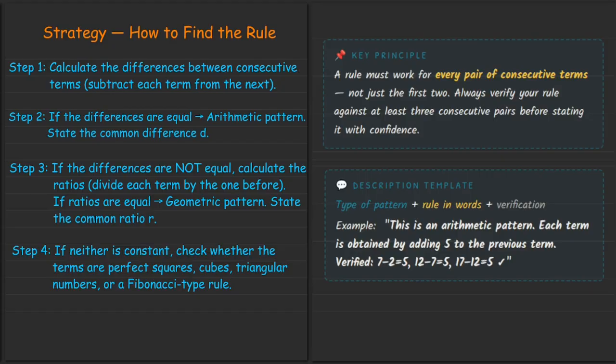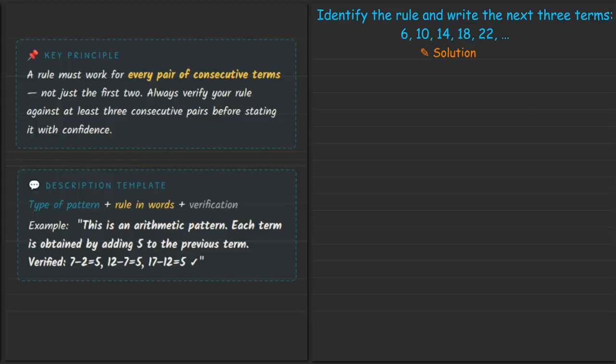So with all the tools set, let's now work some examples. For our first question, it says, identify the rule and write the next 3 terms. The sequence we have here is 6, 10, 14, 18, and 22. The first thing we need to do is to find the common difference. Is it a common difference or a common ratio? So finding the difference, we have the difference between the consecutive terms.